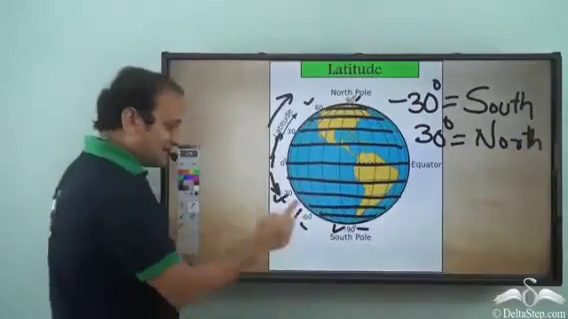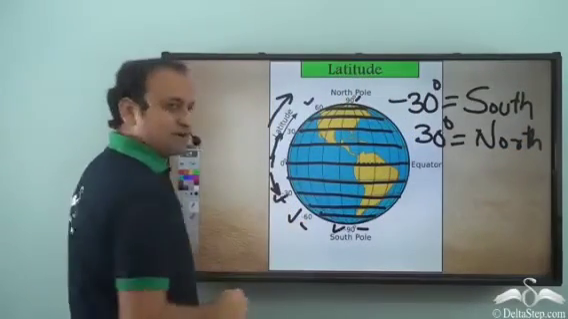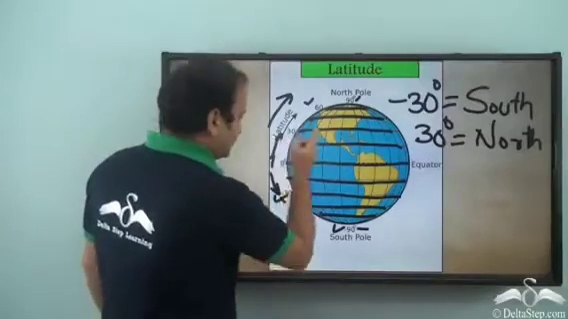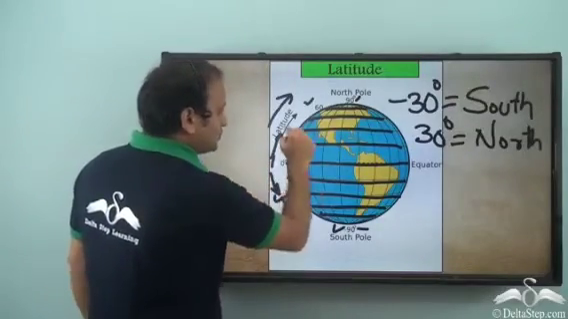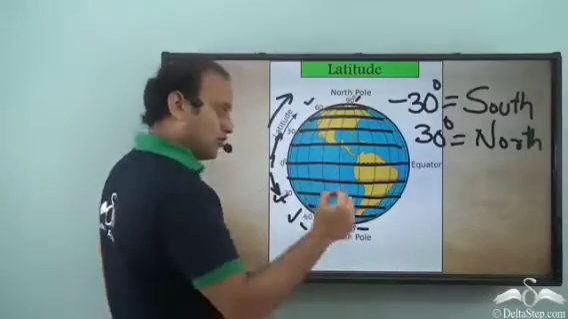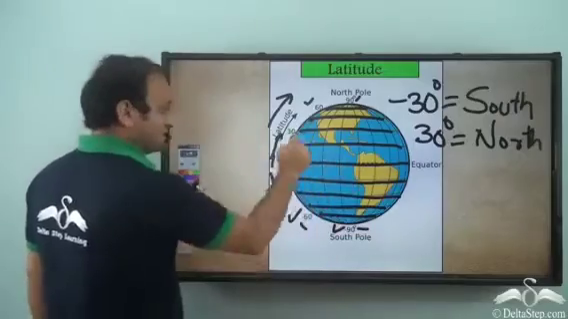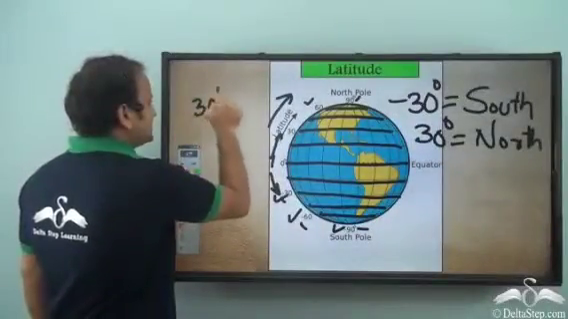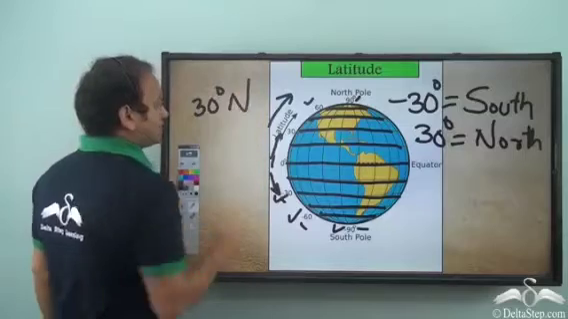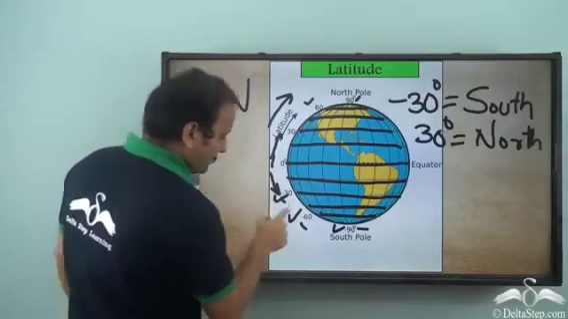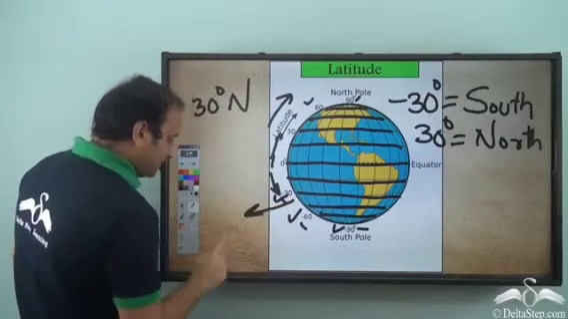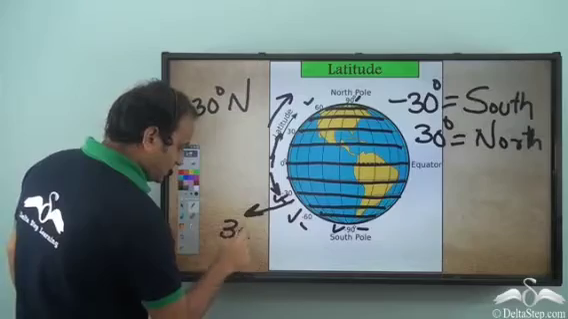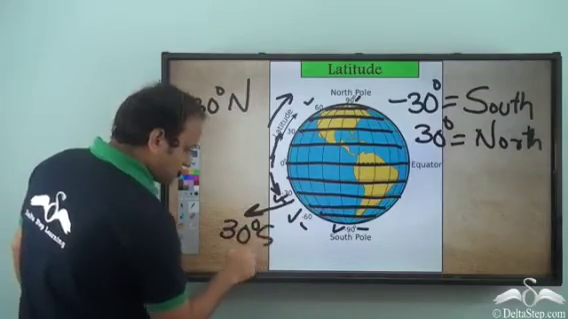Now, there is another way in which these numbers are written. While in the northern hemisphere you have 0, 30, 60, 90, you can also write it as, in the northern hemisphere, 30 degree north, and for the southern hemisphere it will be 30 degree south.